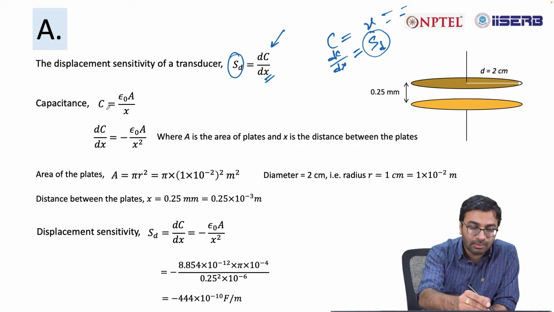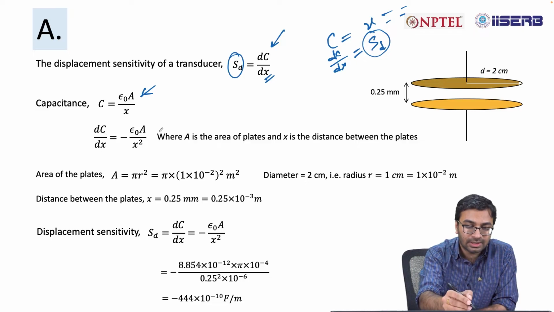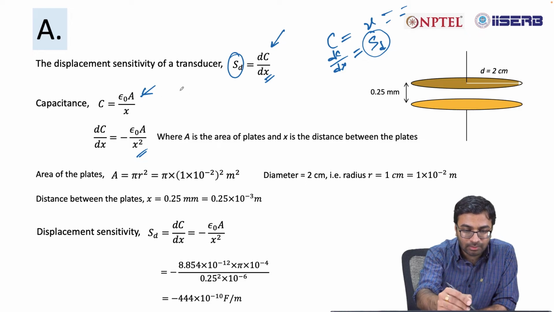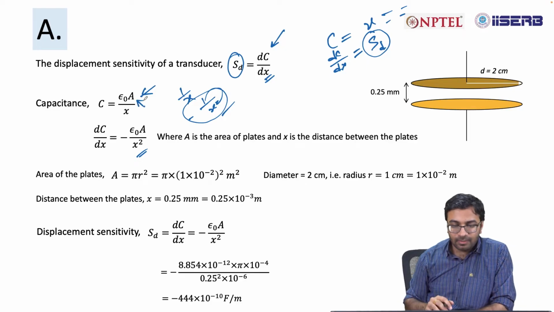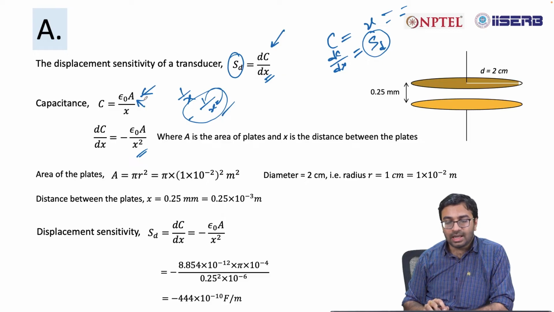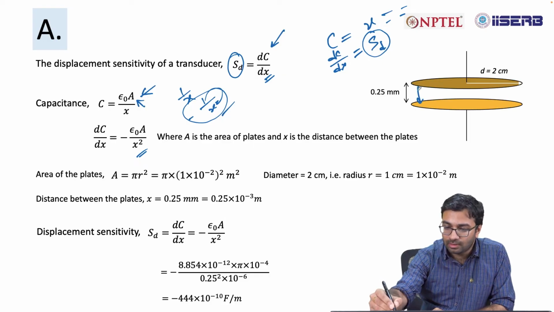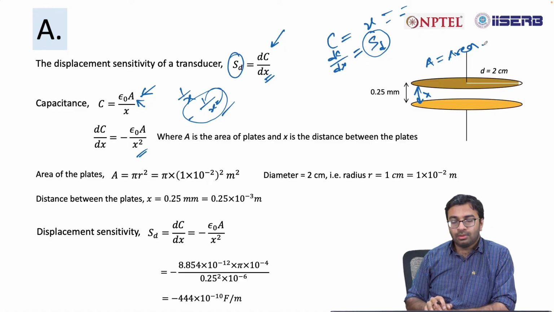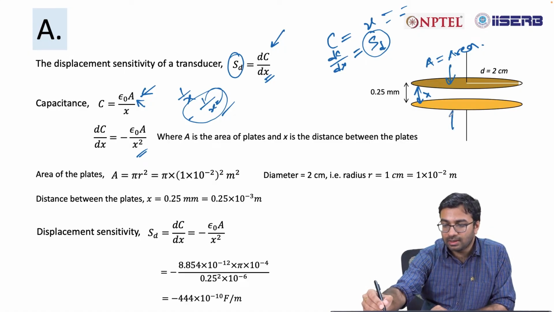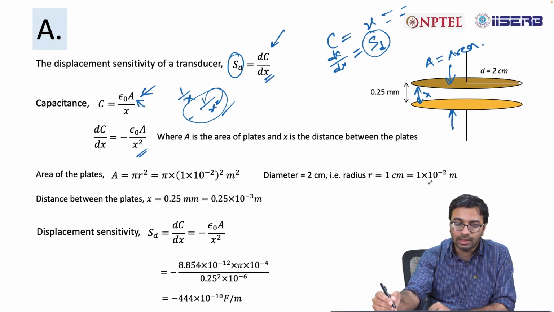Now, capacitance is nothing but C is equal to epsilon 0 A by x. That means dC/dx in this case is minus epsilon 0 A divided by x square. If you do the derivative of 1 by x, it is nothing but minus 1 by x square, right? Where A in this case is the area of the plates and x is the distance between the plates. This is x and this is the area A. Because both the plates are circular in nature, the area can be calculated with this equation.